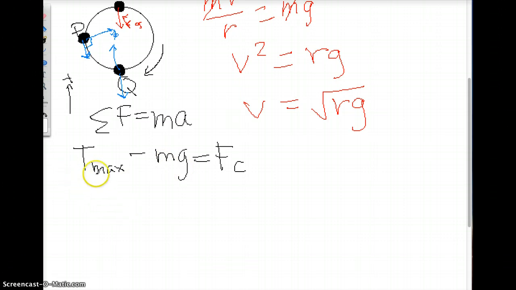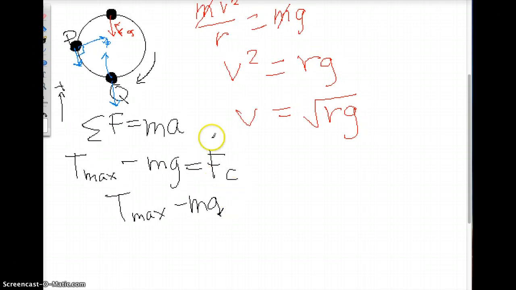It's the resultant force of tension force and gravity, or weight. So this T max is just a given variable. We can list that out just like that. And we still have mg, but maybe now I want to write in this mv squared over r for centripetal force. I'm substituting the formula for centripetal force.